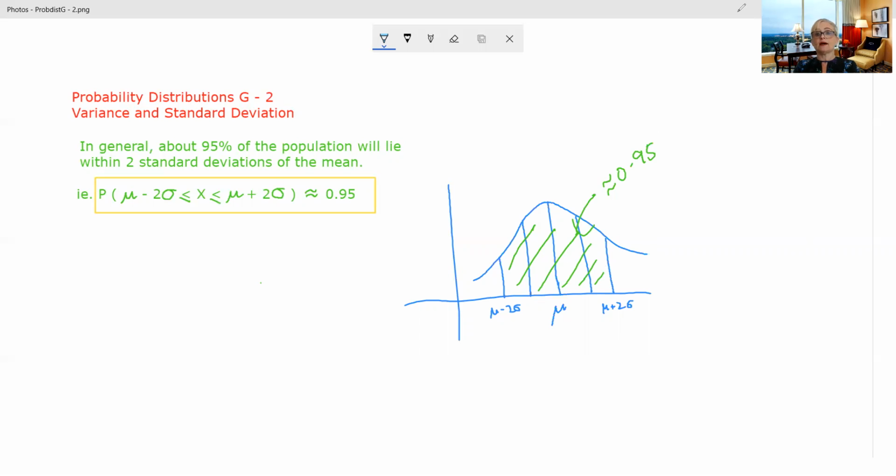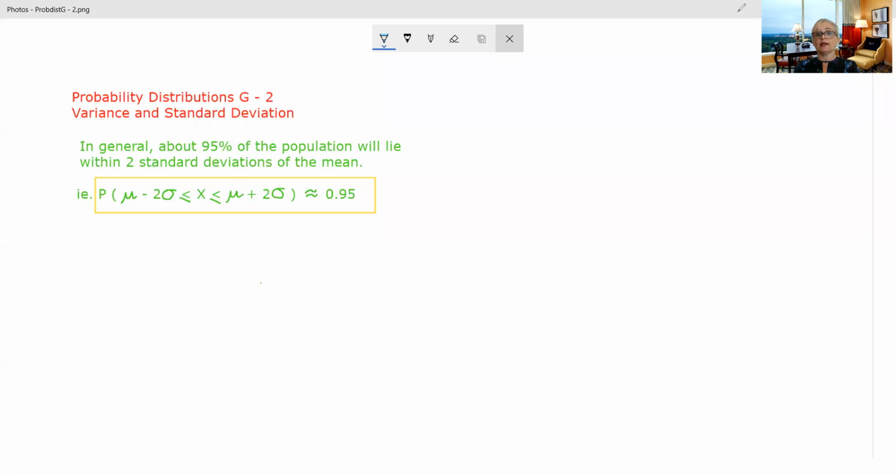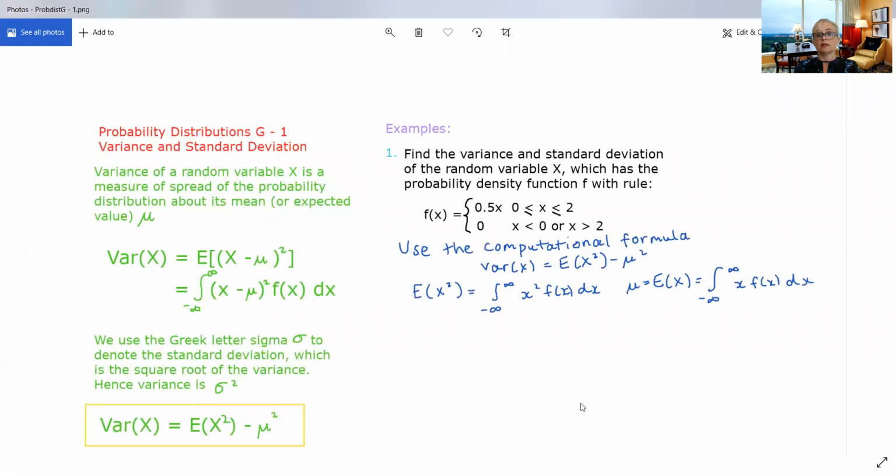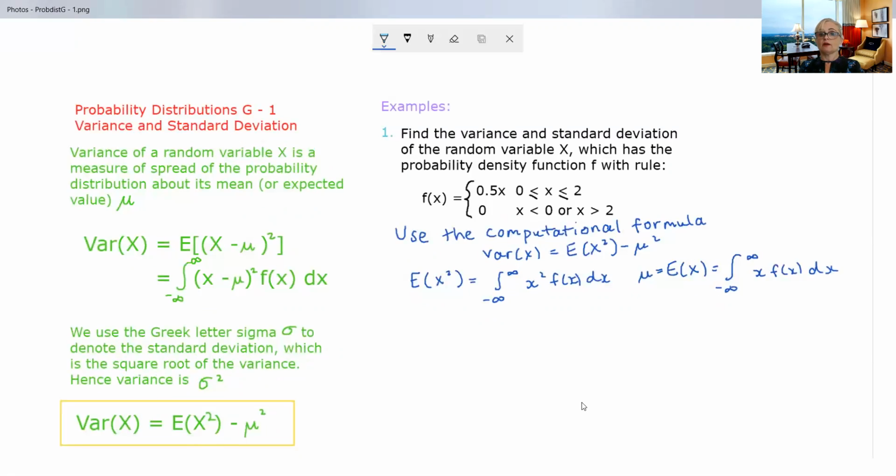Let me just show you now how we go about actually calculating variance and standard deviation. Now, if you know how to calculate the variance, standard deviation is easy because the standard deviation is just the square root of the variance. So let me teach you how to do the variance. The computational formula that we tend to use is this here, that the variance is the expectation of x squared minus your mean squared. And remember that the expectation of x squared we find by multiplying our function by x squared and then taking that definite integral.